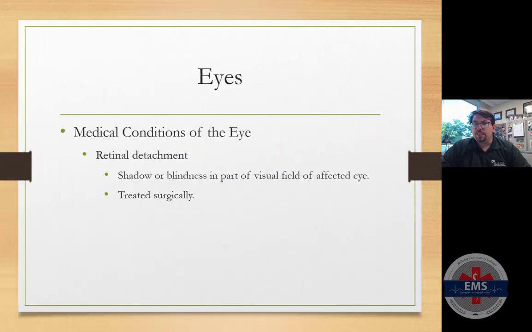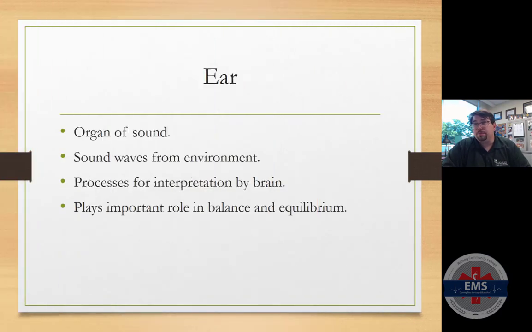One of the things that they definitely look for in glaucoma patients and then cataracts as well, because they both can be so closely related. If we have a patient who suffers from a retinal detachment, they're going to see shades pulled, right? You're going to see shadow or blindness on part of the visual fields that affect the eye. It's typically treated surgically in order for it to be corrected.